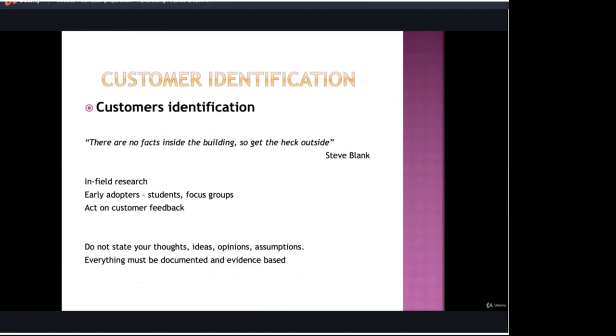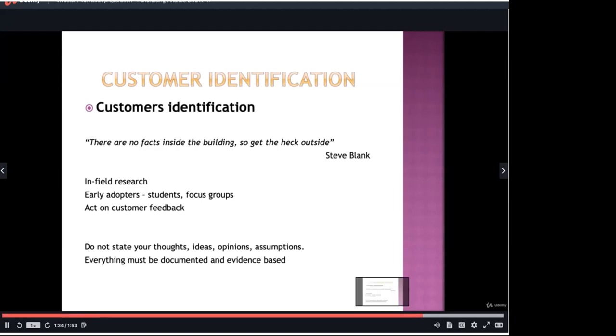Quote, "There are no facts inside the building, so get the heck outside," by Steve Blank. Collect your customer data from in-field research. Make sure the data collected is current, regular, and updated. Identify the early adopters and get them to use and test your product as much as possible. For example, students, tech-savvy people, members of meetup groups.